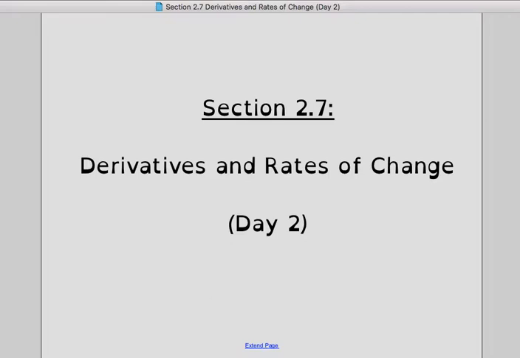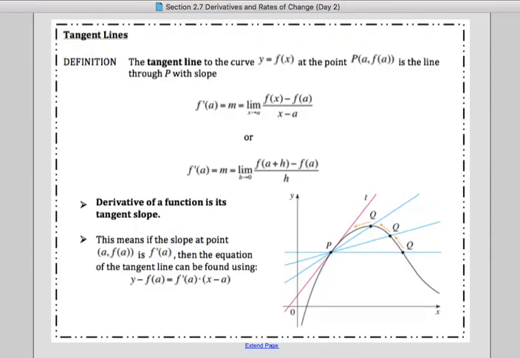Today is day 2 of 3 on section 2.7. So we're going to continue to look at derivatives. Okay, so what is the derivative? The derivative notation is f prime of a, or you could also say f prime of x. That's your notation for derivative. And derivative is the slope of a tangent line.